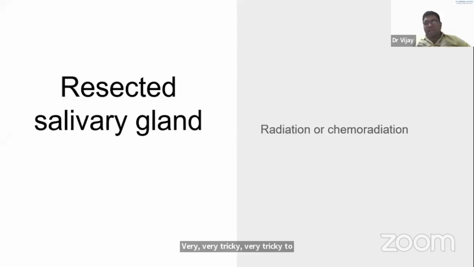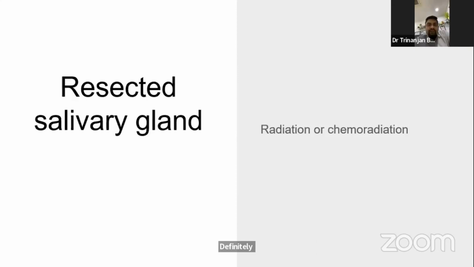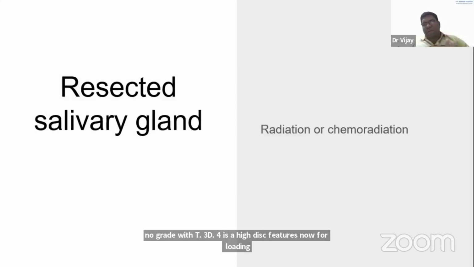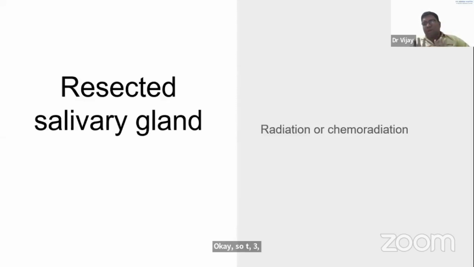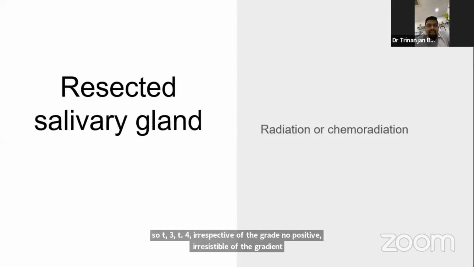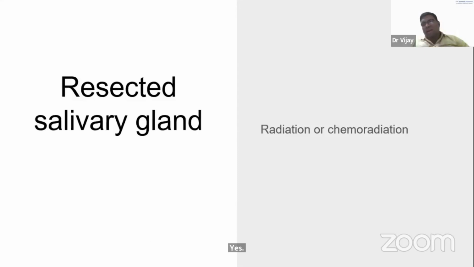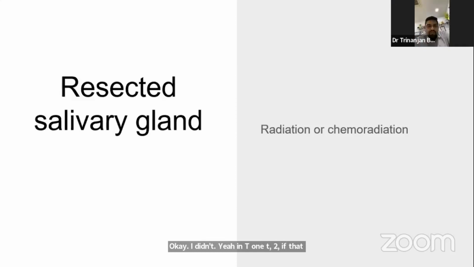So we can say T3, T4, any grade, definitely. Or T3, T4 low grade, you will leave it? No, T3, T4 is a high risk feature for low grade. So T3, T4 irrespective of the grade, node positive irrespective of the grade. Yes. And certain histology irrespective of size. In T1, T2, if it is a high risk histology, we will go for this. Am I summarizing correctly?